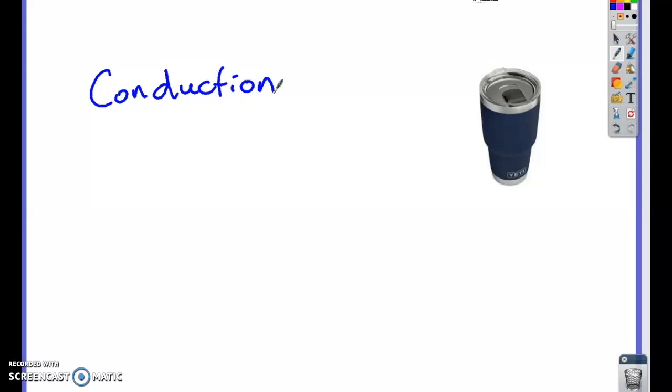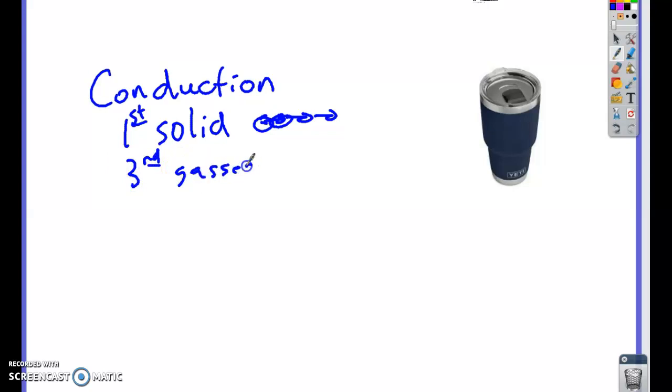Now, that occurs in all three phases, but it happens the fastest in solids. They're number one because the atoms are crammed close together, so it's easy to pass the heat from one molecule to the next, to the next, and so on. Liquids would be next, and the worst would be gases because they are far apart, bouncing all over the place, and the odds of them hitting each other are not very good, so they don't pass very much heat by conduction.